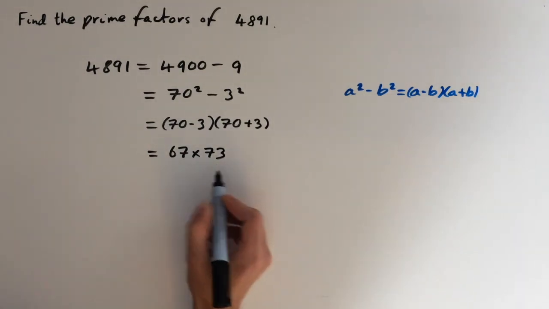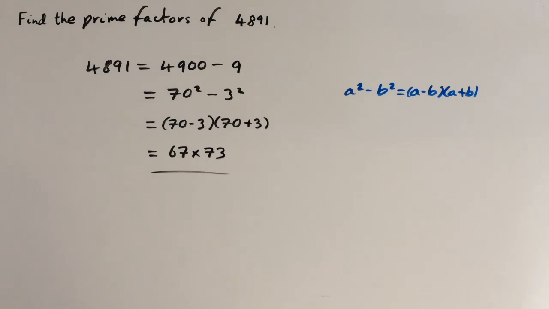And these are both prime numbers. So there you go, the prime factorization of 4,891.